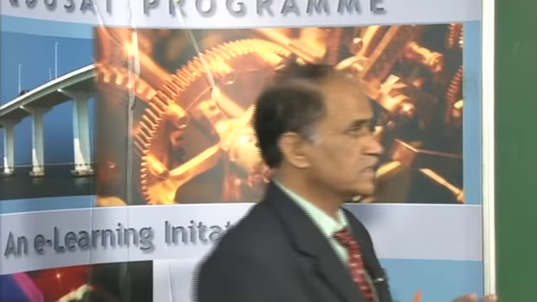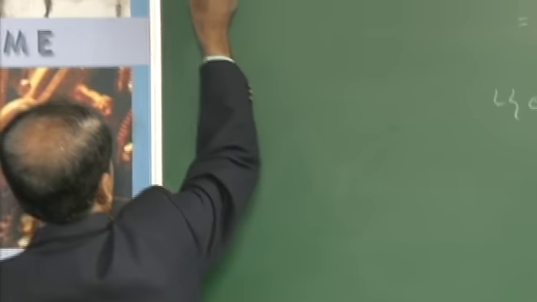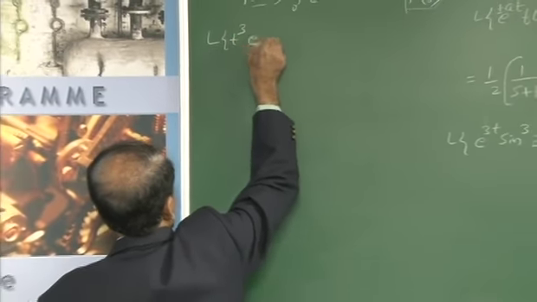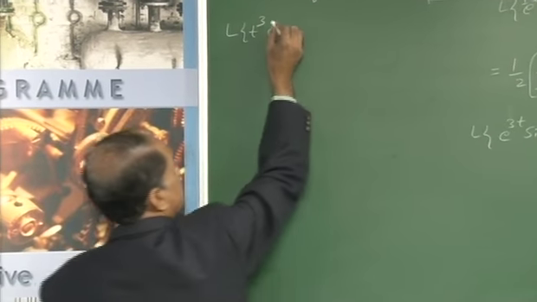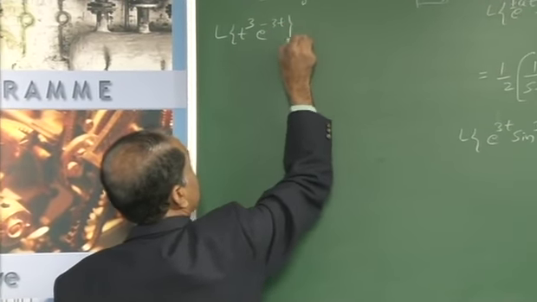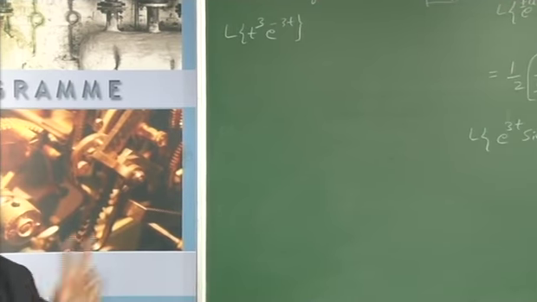Here t to the power 3 means, according to the derivative property, you are supposed to differentiate 3 times the f of s, whatever function you are going to define as f of t, which will be converted further as f of s. This is a very typical problem. L of t cube and e to the power minus 3t. Let me solve this in two ways.